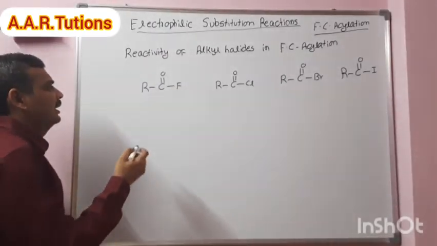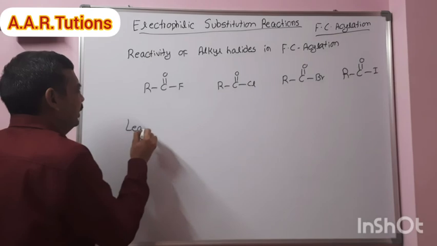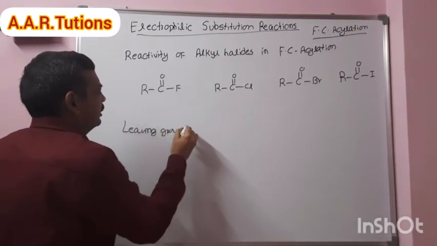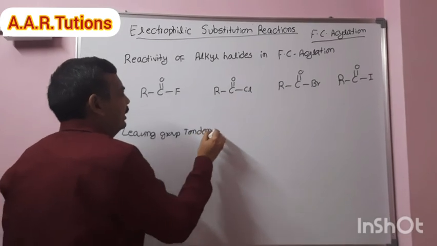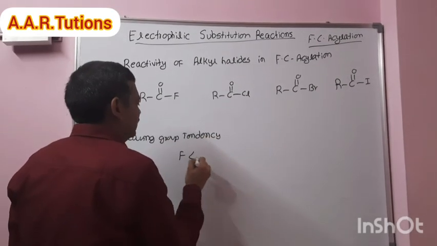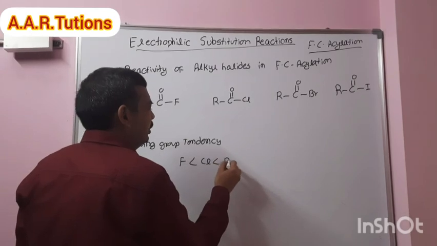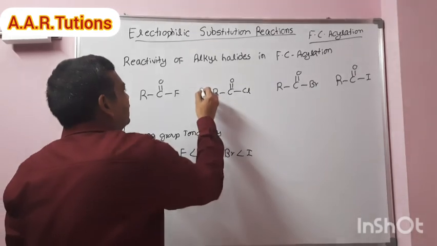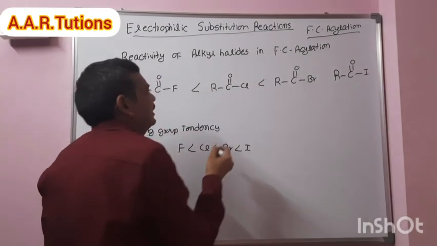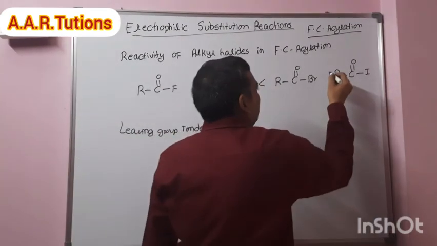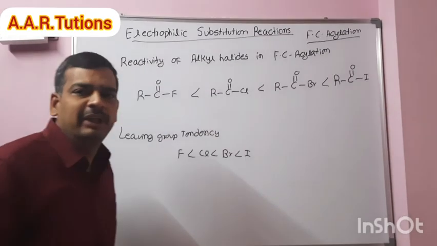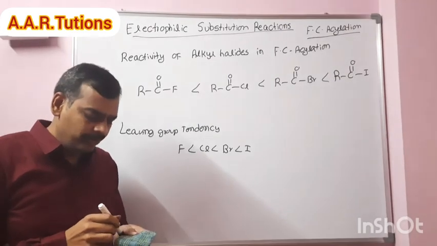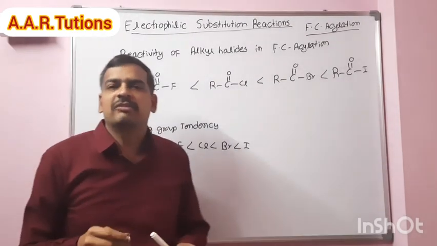Here the reactivity depends on leaving group tendency. The leaving group tendency is fluoro less than chloro, less than bromo, less than iodo. Why? Because the size of the halogen is larger. So fluoro is less reactive than chloro, which is less reactive than bromo. Iodo is the most reactive in Friedel-Crafts acylation, and fluoro is the least reactive. So this is about Friedel-Crafts acylation.